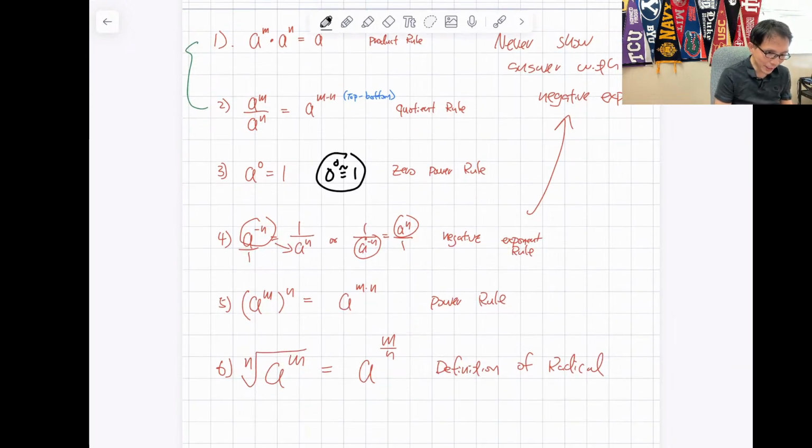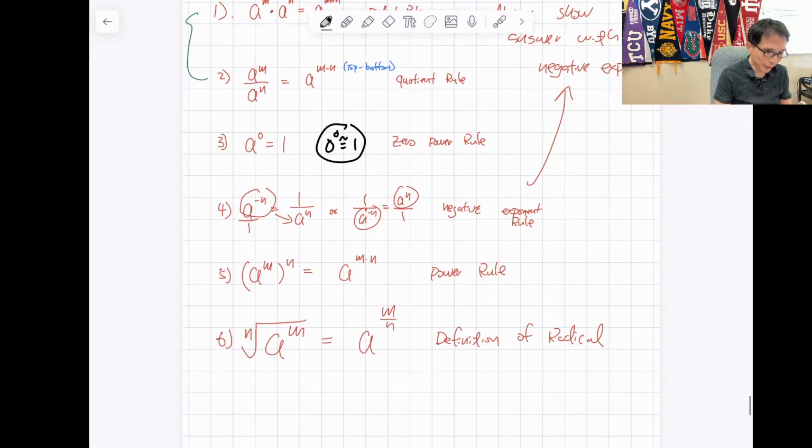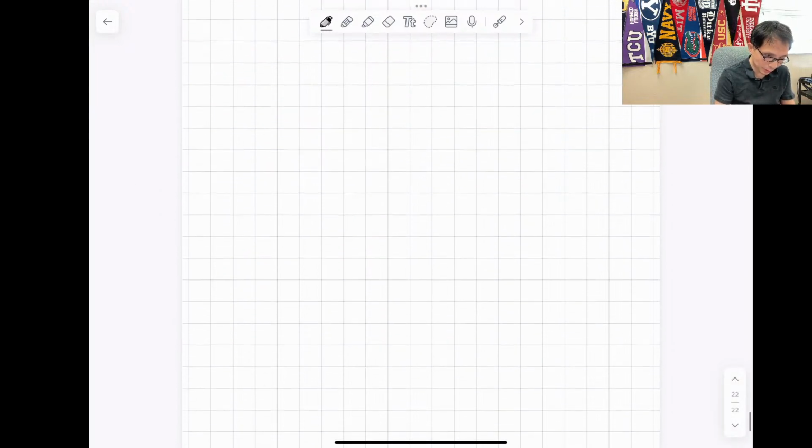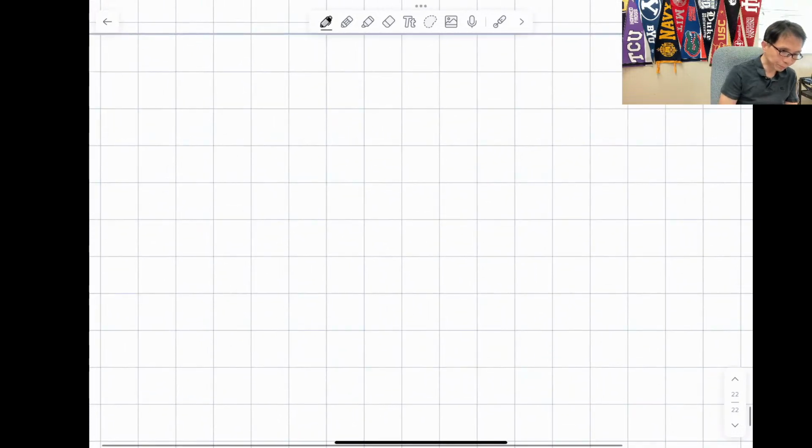A to the negative n is equal to 1 over a to the n power, or 1 over a to the negative n is equal to a to the n over 1. We're going to talk about those two rules more. There's a power rule: a to the m, to the n power, equals a to the m times n. And we have the definition of radical. Hopefully we got all through all this. So let's go through them.